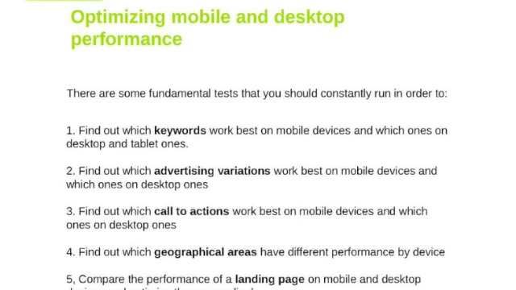So again, once you optimize your mobile against desktop performance, you need to focus on 5 elements in order to understand where these elements work best. So first of all, you need to understand which keywords work best on mobile devices and which keywords work best on desktop devices. Then you need to understand which ad variation works best on which device. And again, you need to understand which call to actions work best on mobile devices and which ones work best on desktop devices. And also you need to understand which geographical areas are best for desktop and mobile devices, and the same thing should be done for landing pages. So these are the 5 elements you should always pay attention to.